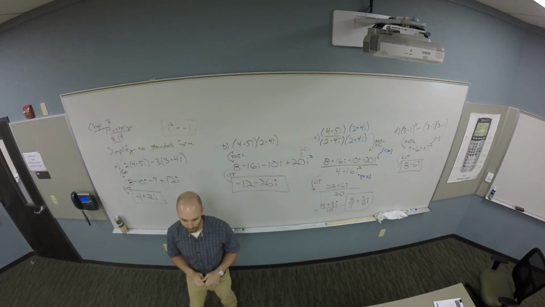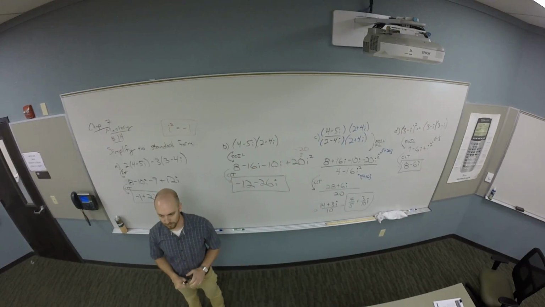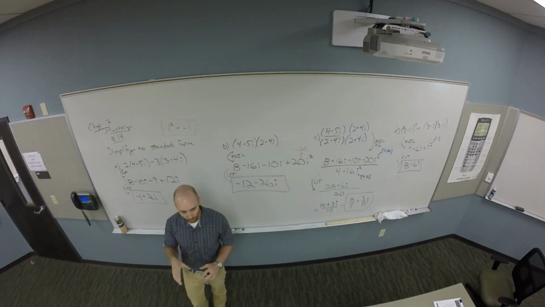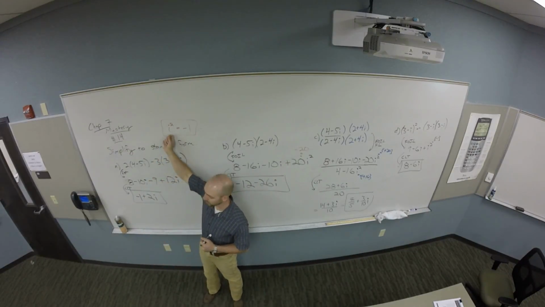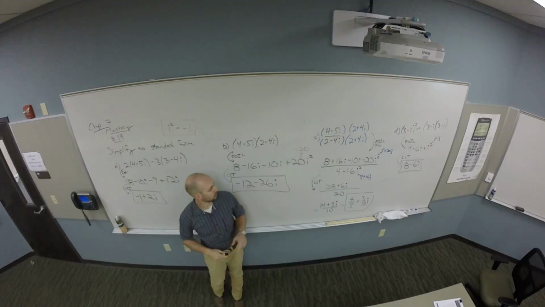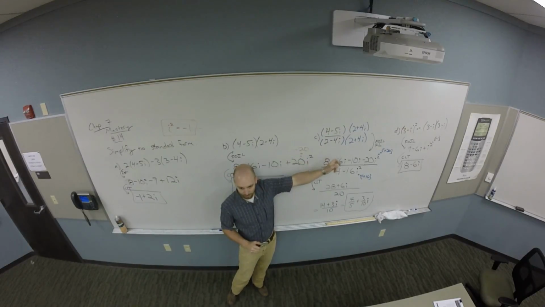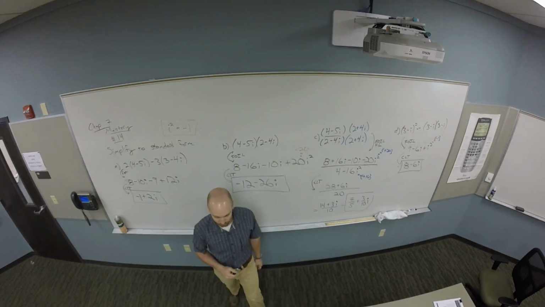Anything you guys remain confused about? One of the tricks you need to remember with i's: treat it like a variable or a number, right? i squared is -1. That conjugate thing might be helpful when you've got a fraction. Anything else?